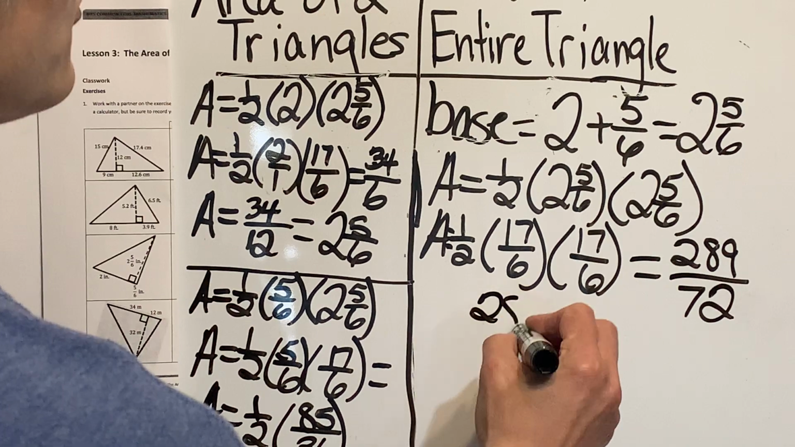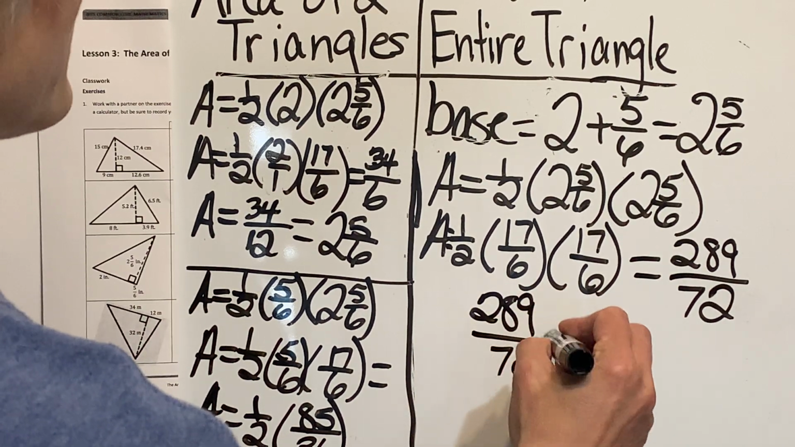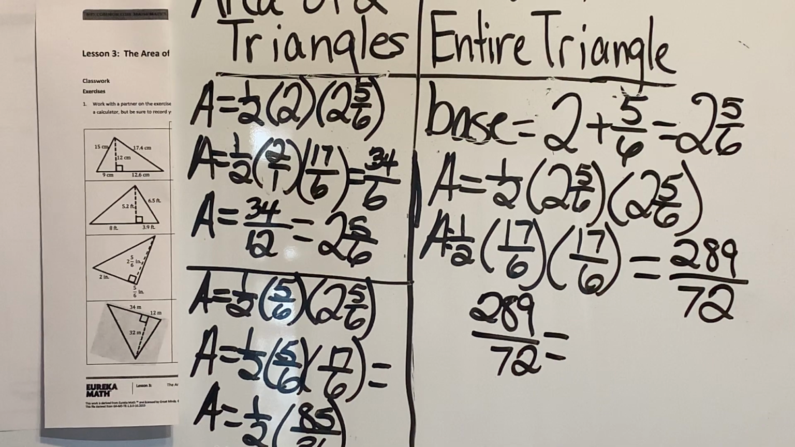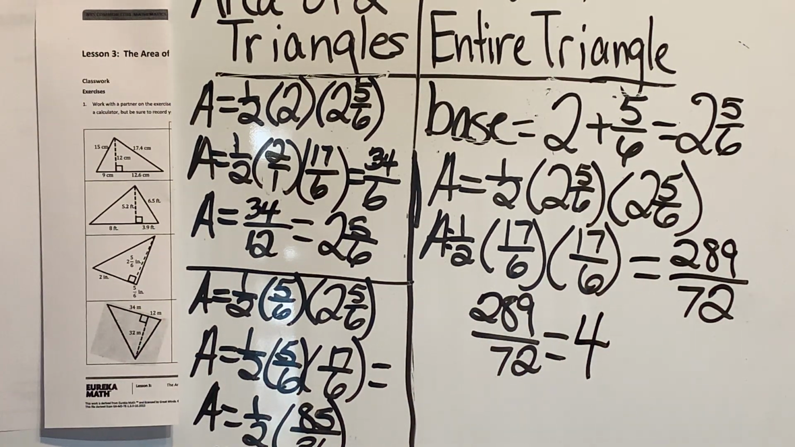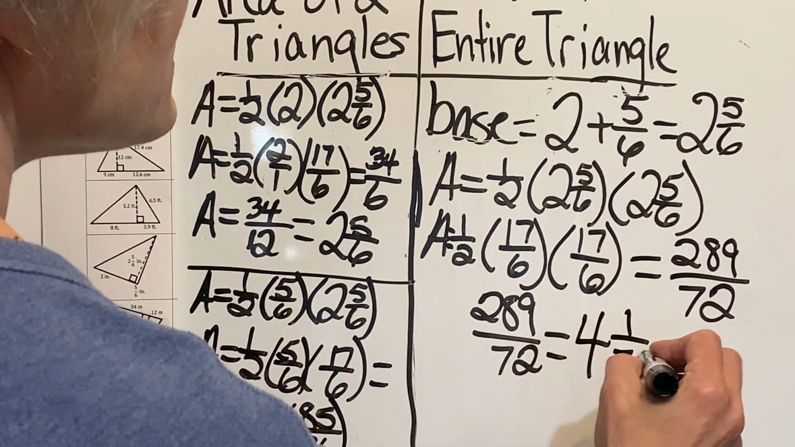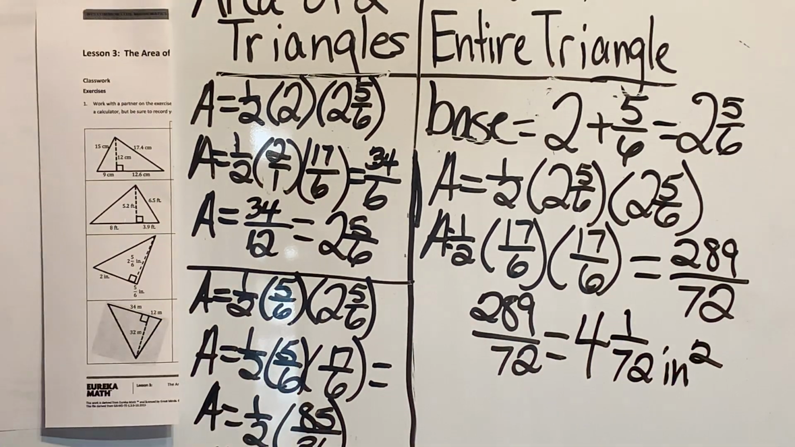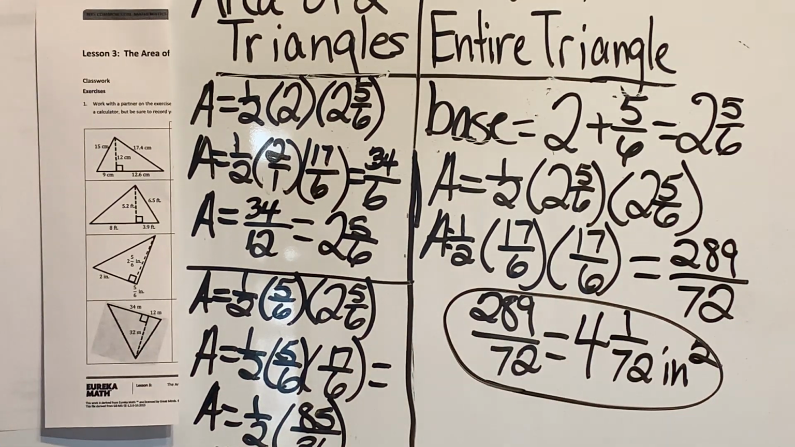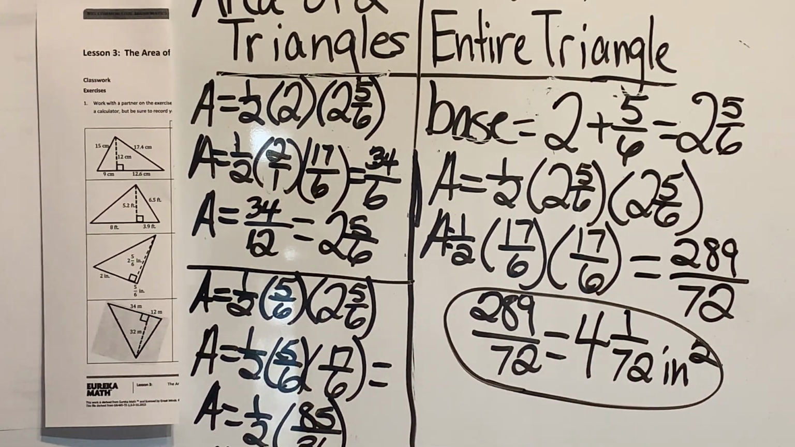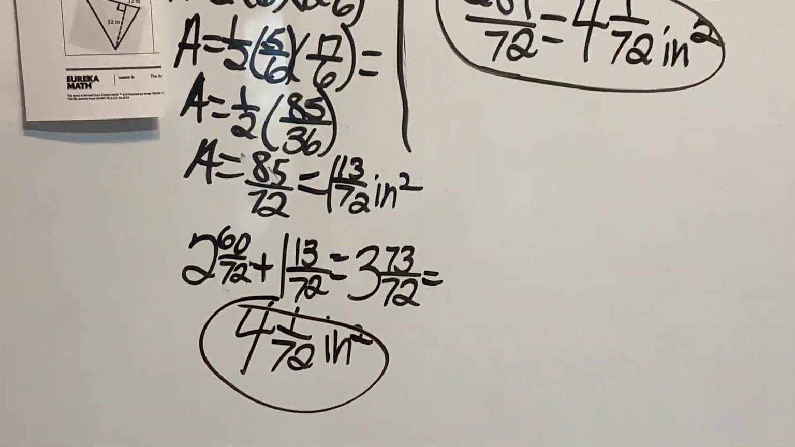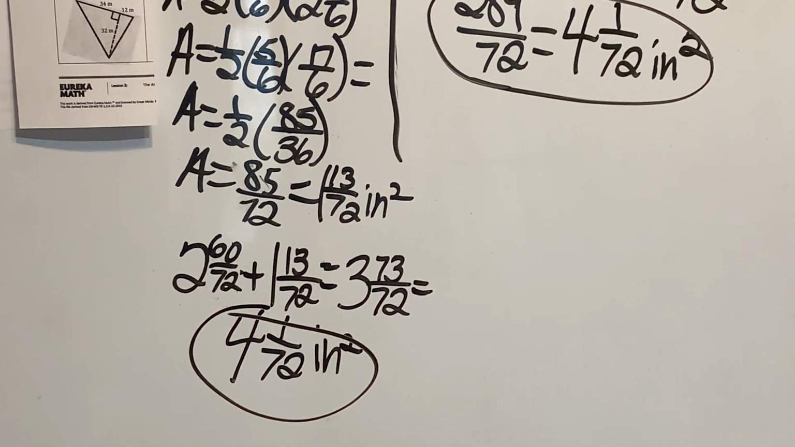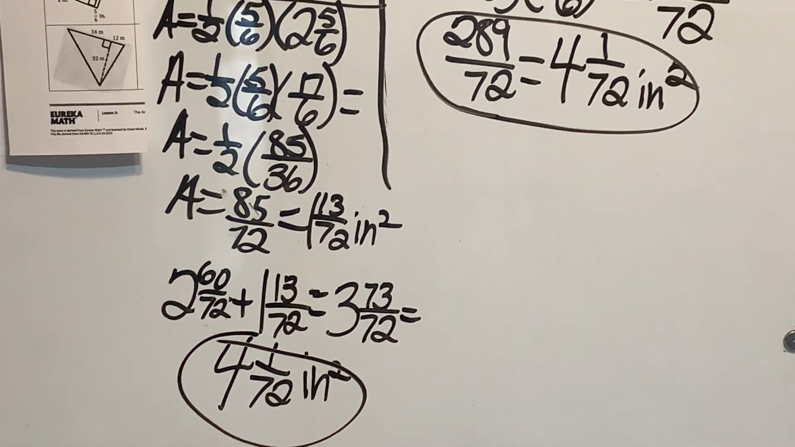So we need to change 289/72, and we need to make that a mixed number. So we take 4, we can take 4 out, and we have 1/72 inches squared left. All right, notice they are exactly the same. The area for the entire triangle, the way we figured it, and the area of the 2 other triangles, they are exactly the same.